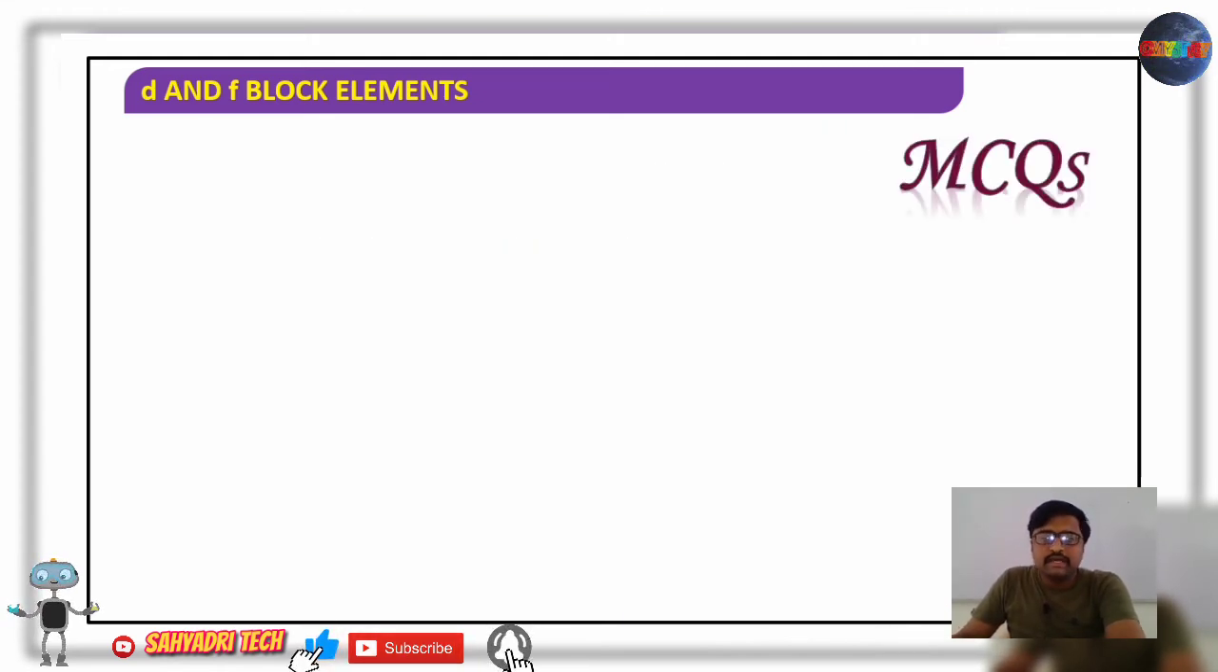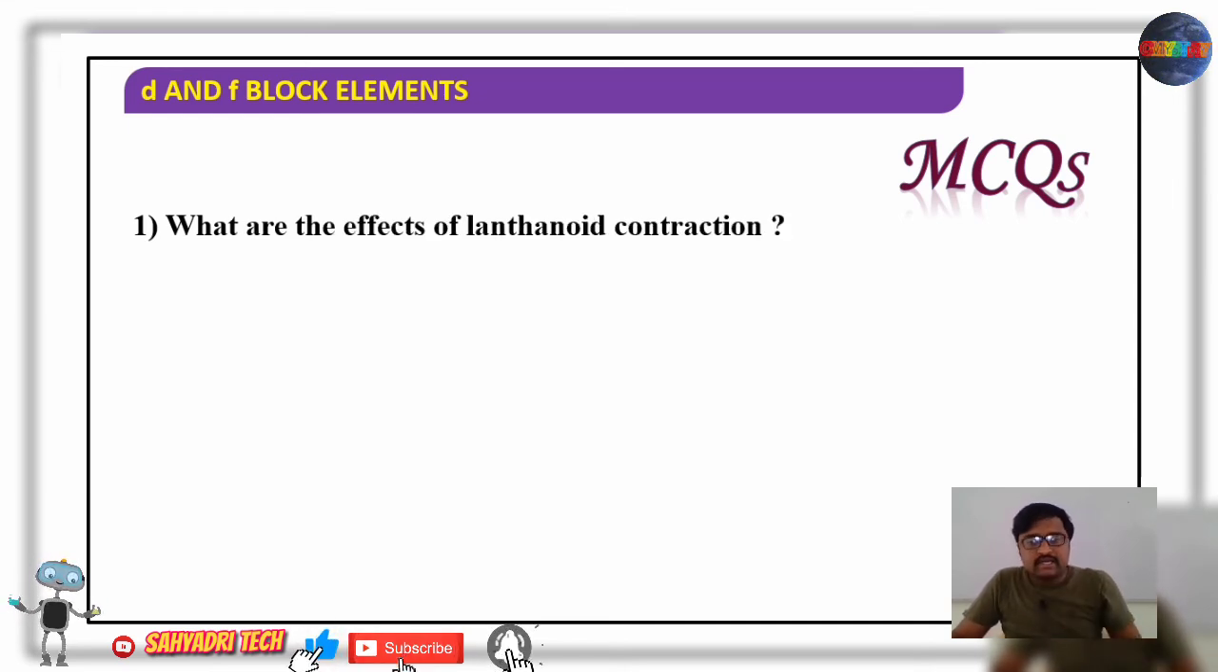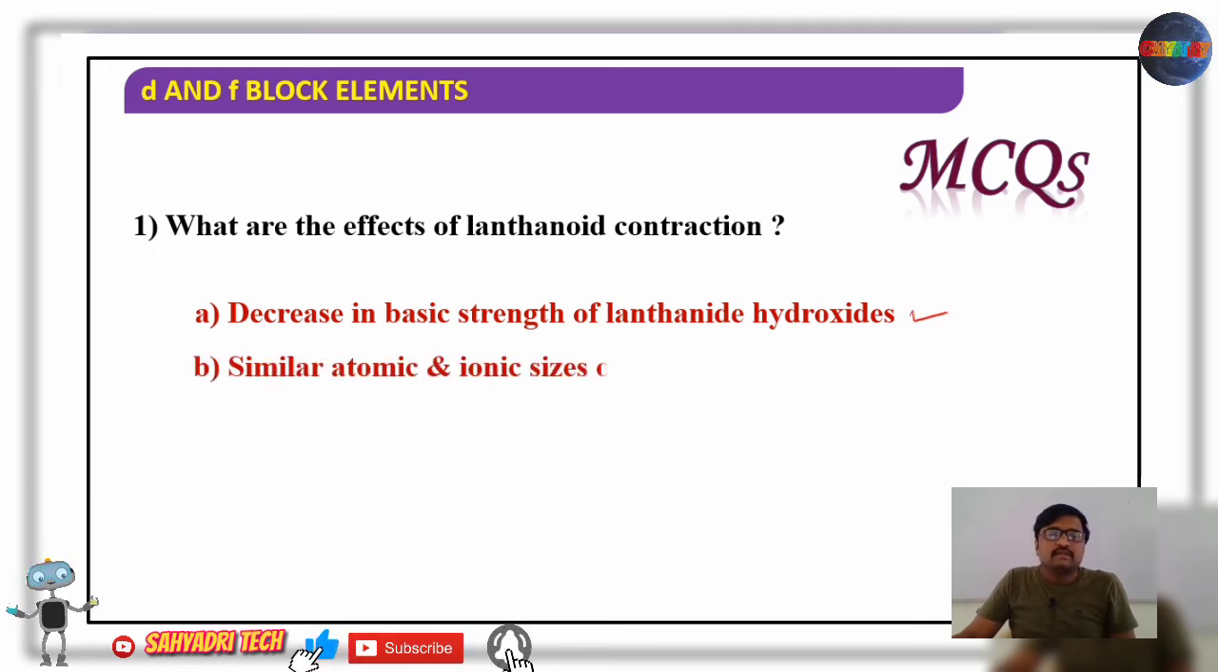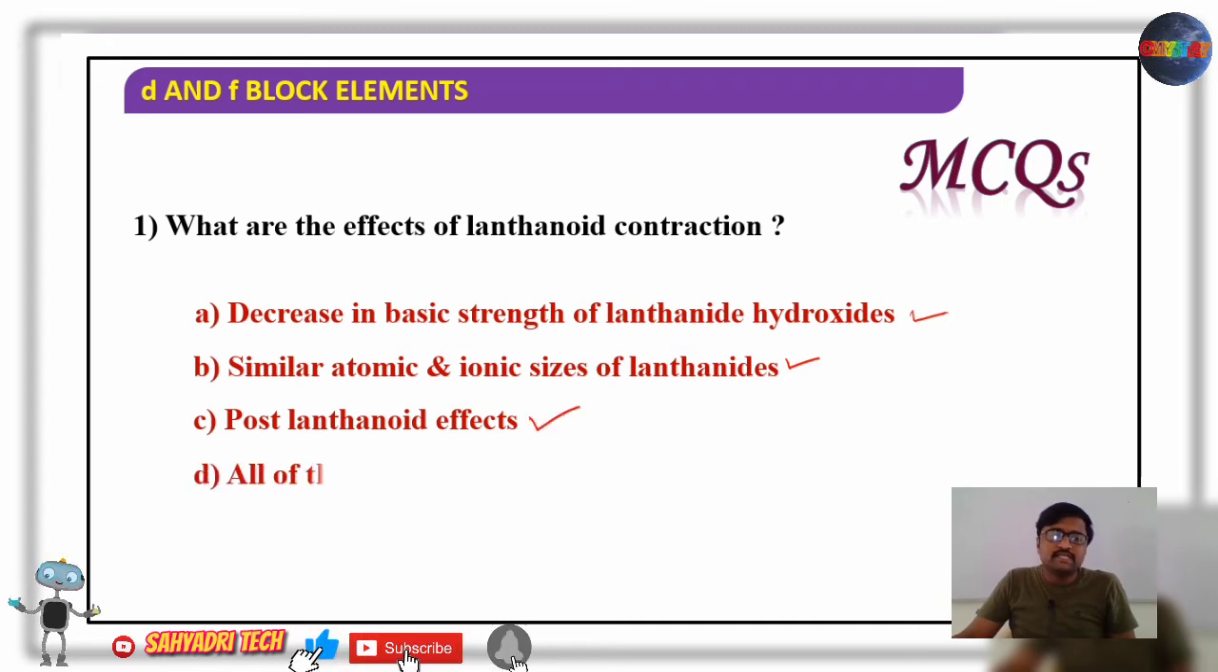Now coming to the MCQs, the first one, what are the effects of lanthanide contraction? Yes, first one, decrease in the basic strength of lanthanide hydroxides. Yes, it is true. Then B is similar atomic and ionic sizes of lanthanides. It is also true. Then post lanthanide effects, yes, it is also correct. Which means what is the answer here? All of the above is correct. So option D is correct here.